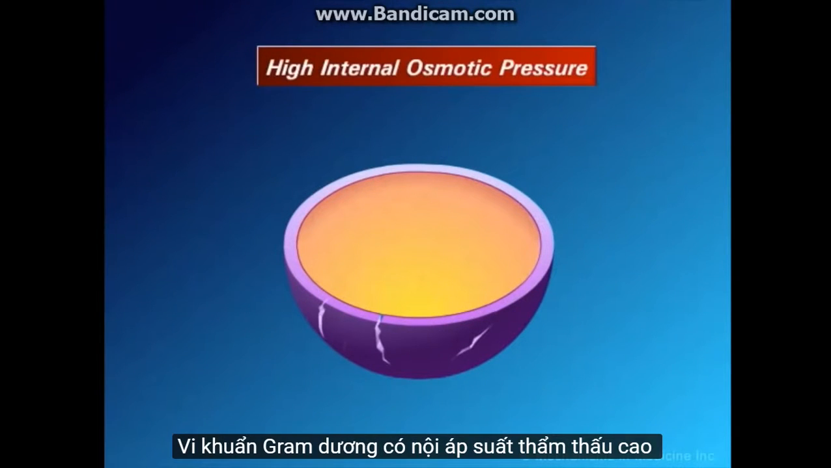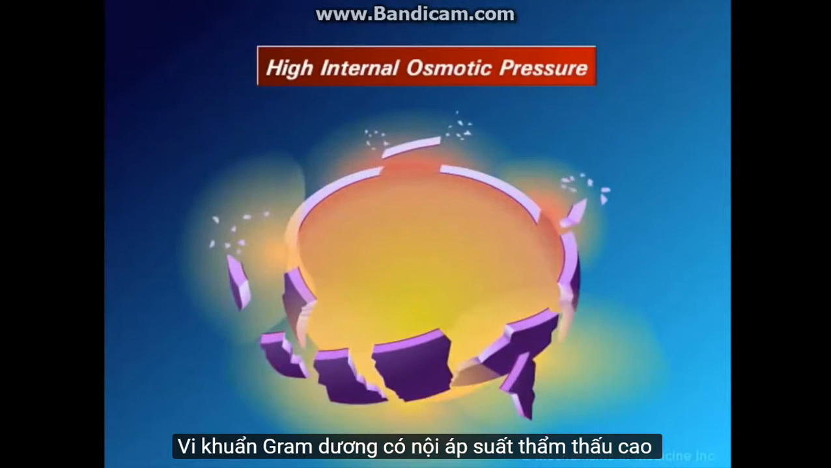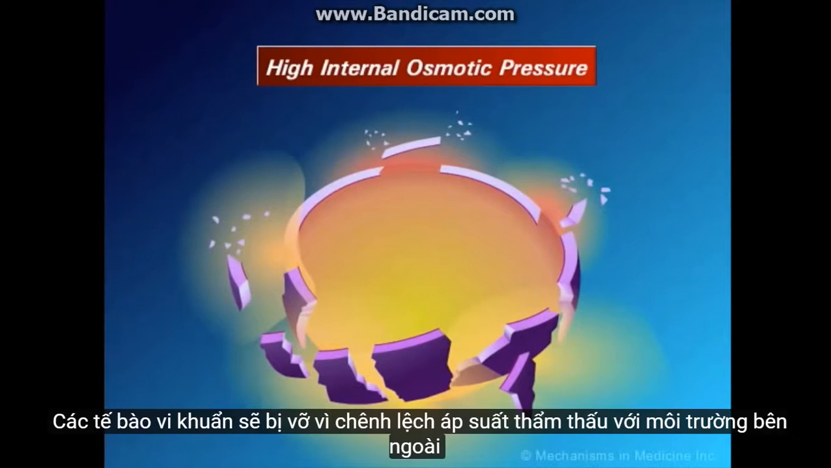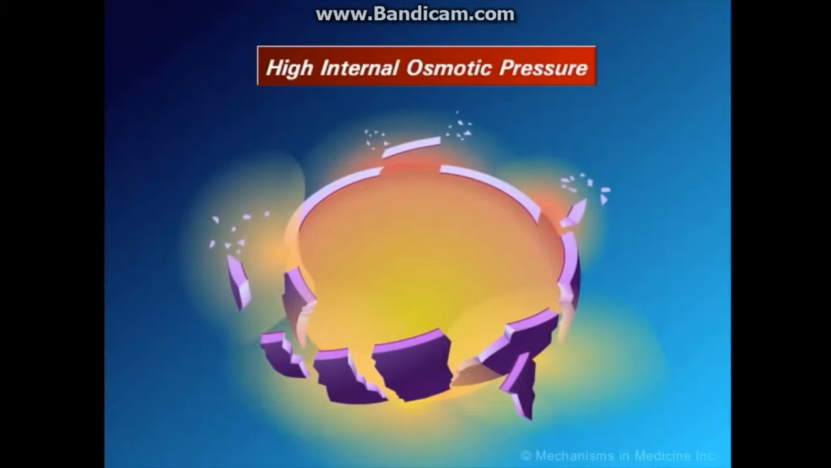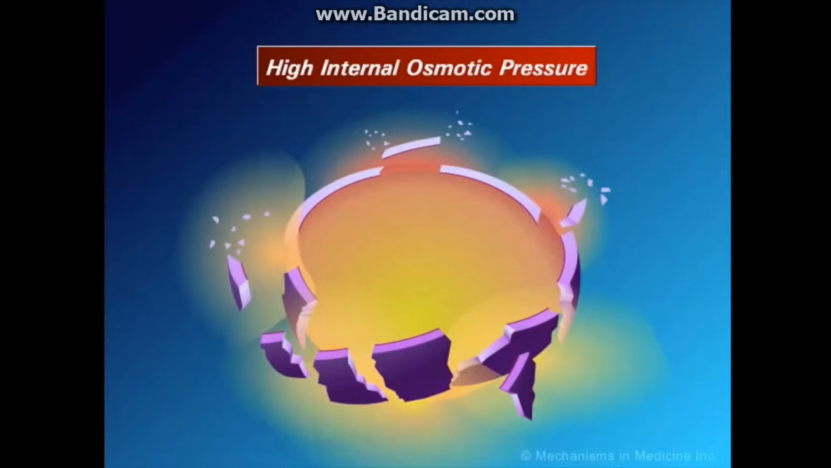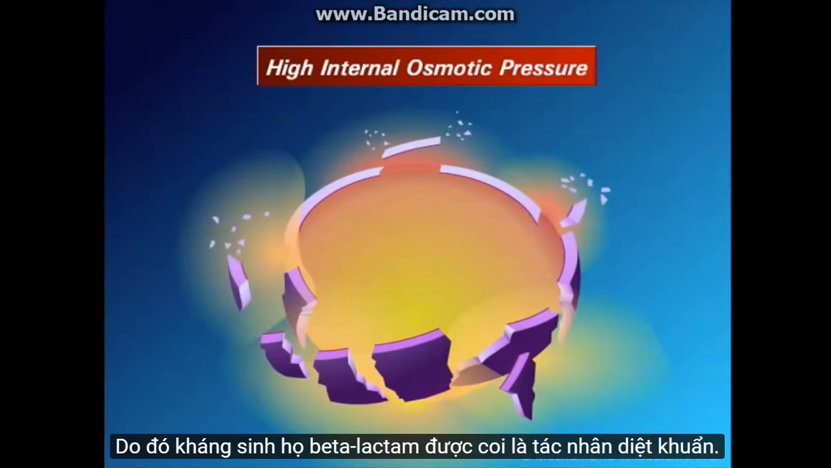Gram-positive bacteria have a high internal osmotic pressure. Without a normal rigid cell wall, these cells burst when subjected to the low osmotic pressure of their surrounding environment. As well, the antibiotic penicillin-binding protein complex stimulates the release of autolysins that are capable of digesting the existing cell wall. Beta-lactam antibiotics are therefore considered bactericidal agents.